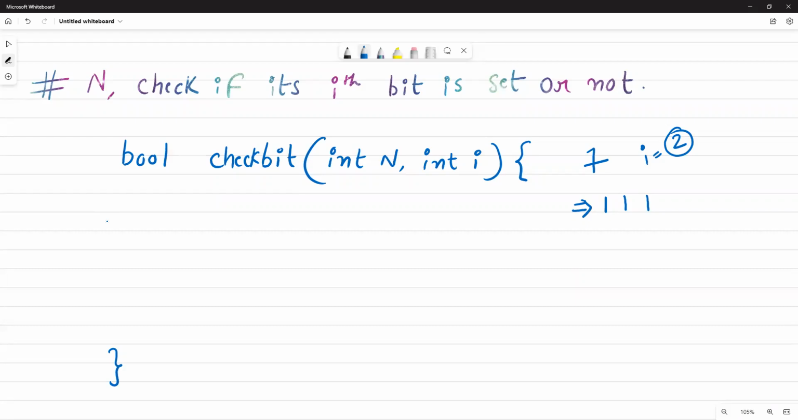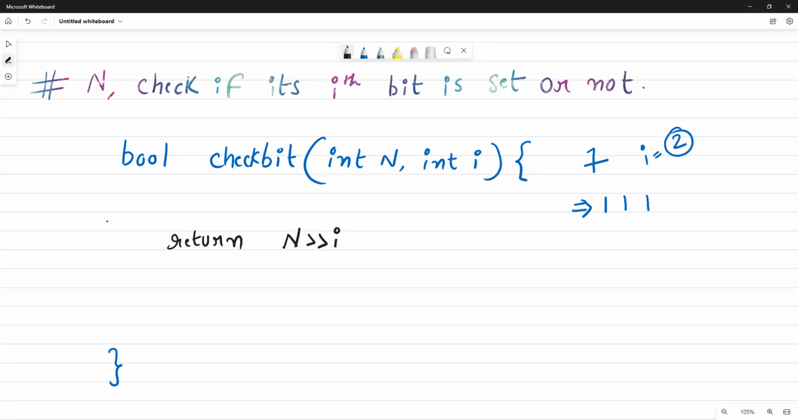First I will convert the n into bits by dividing by 2. You need not do that. It's a very big solution. The simple thing is, you can simply do the right shift on n for I times.